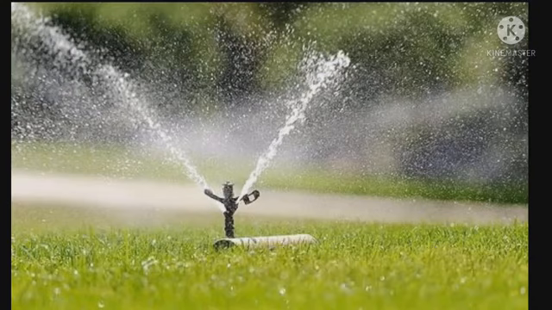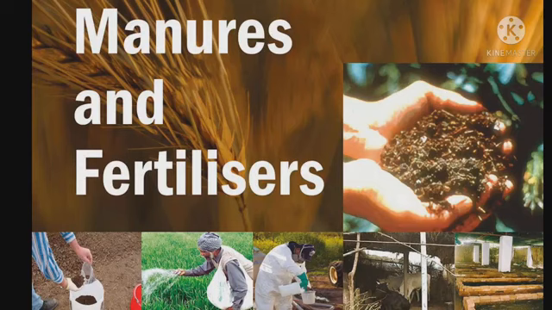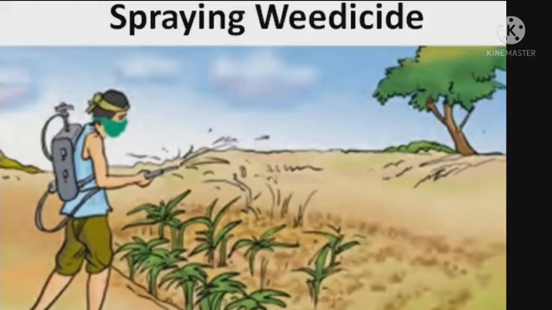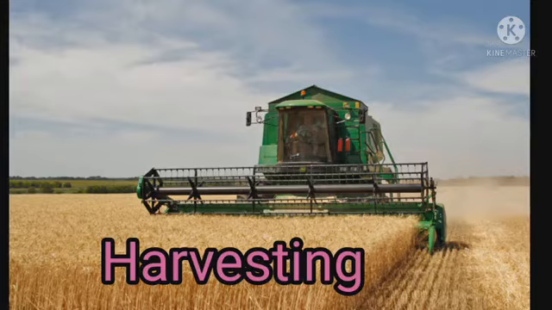And the next step includes adding manure and fertilizer to the crop. These nutrients help in healthy plant growth. Fertilizers are added directly to the soil or spread on leaves. After the seeds germinate, the farmer removes the weeds from the farms. Weeds, children, are the undesired plants that grow in the fields. After these steps, the crop is finally ready for harvesting.